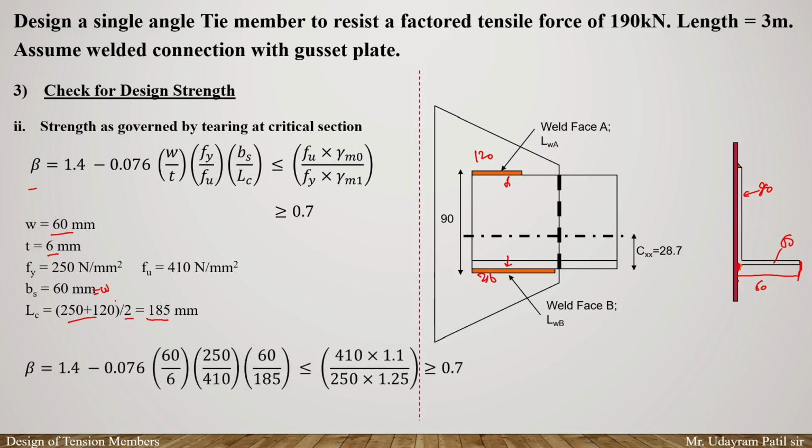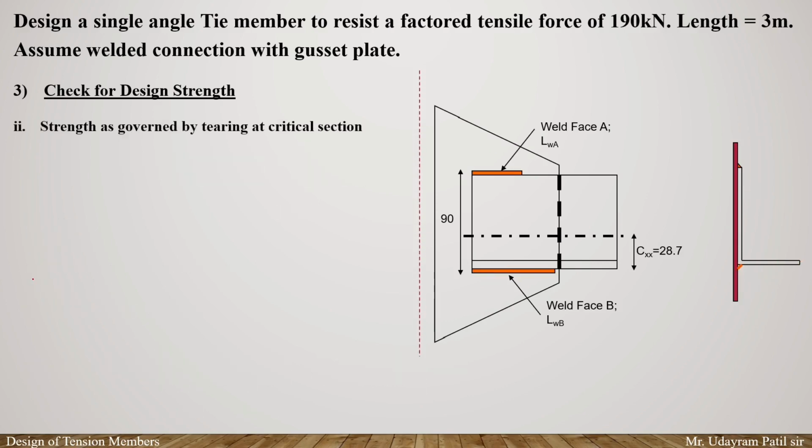Again putting this particular value in our numerical, we get the value of the beta as 1.249. So again, as it is less than the 1.44, as well as it is greater than 0.7, therefore again we can take this particular value while calculating the TDN.